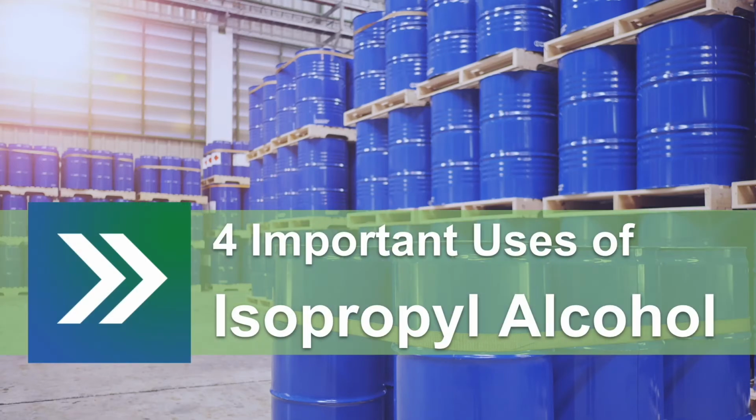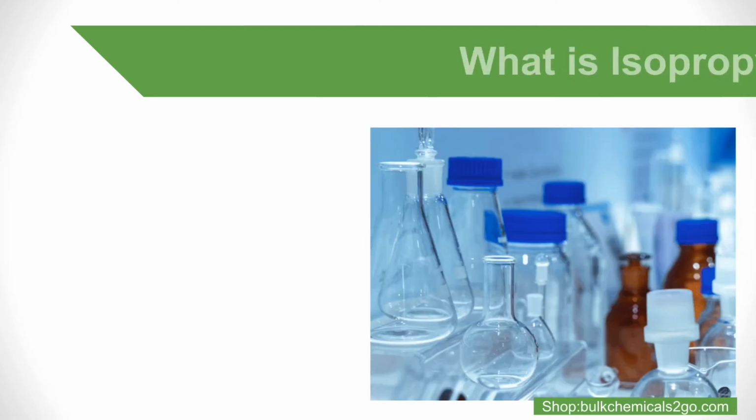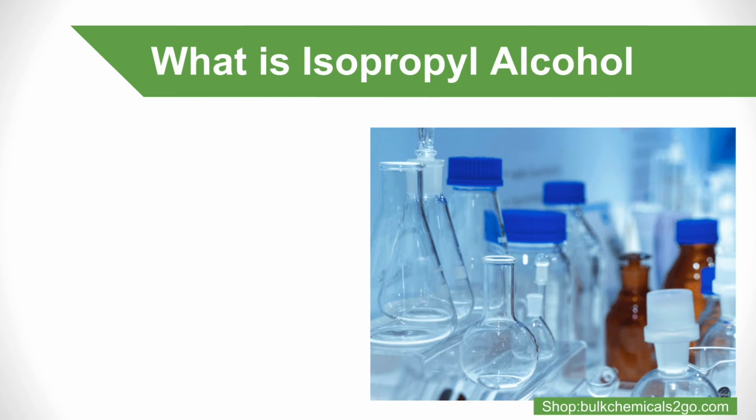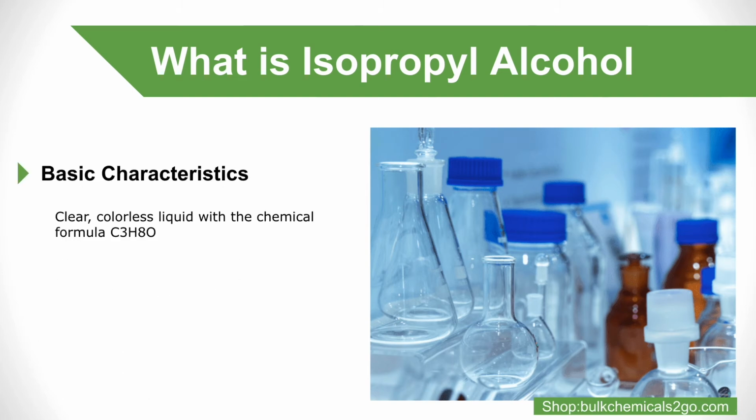4 important uses of isopropyl alcohol. What is isopropyl alcohol? Before learning about any isopropyl alcohol uses, you should know some of the basic characteristics of this chemical. Isopropyl alcohol is a clear, colorless liquid with a chemical formula of C3H8O.